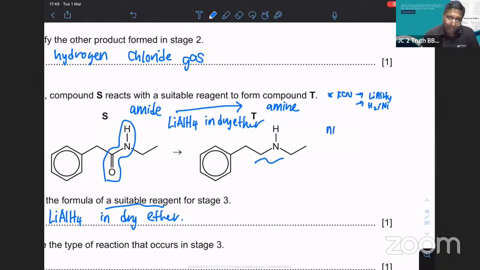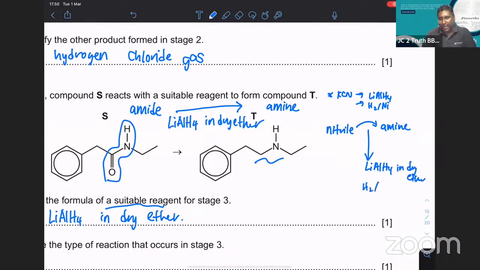But if you have nitrile, whenever you react with KCN, ethanolic, and so on, you have nitrile. This nitrile, you can change the nitrile into amine. And you can use two types of reducing agent. One of the reagents is the one that we discussed, LiAlH4 in dry ether. Another one that you can use is going to be hydrogen gas with nickel catalyst. You can actually do that. That is given if it is nitrile to amine.